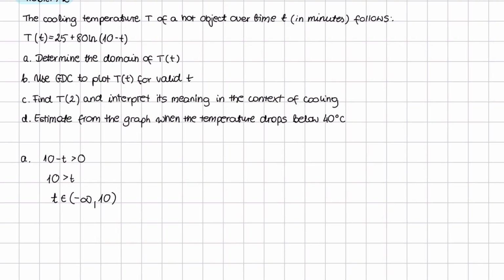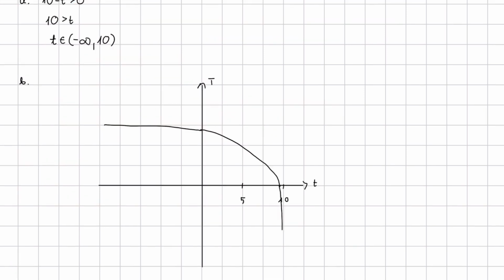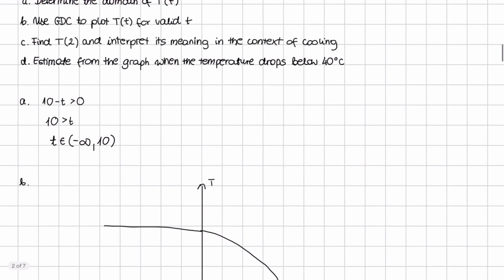B. Use the GDC to plot T for the domain. So we have to type our function into our GDC and then, as always, redraw it on the paper. And our graph looks like this. C. Find T(2) and interpret its meaning in the context of cooling.